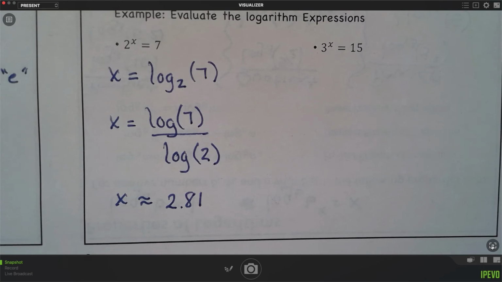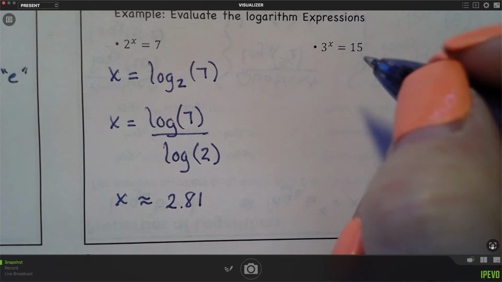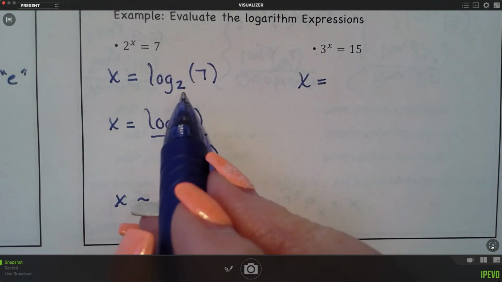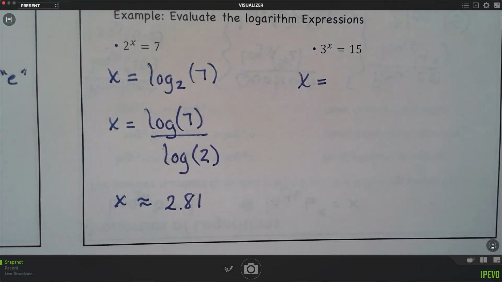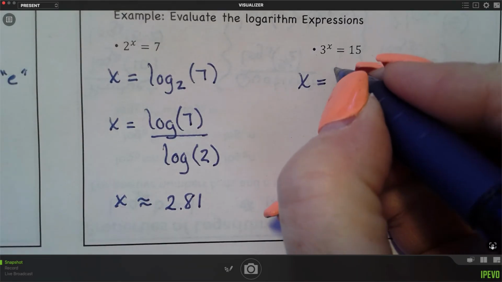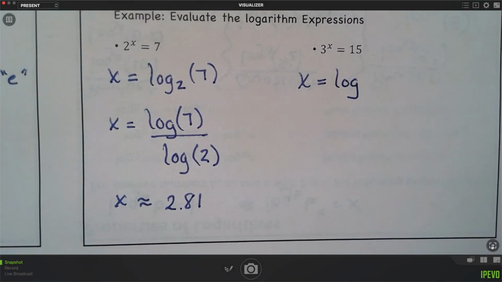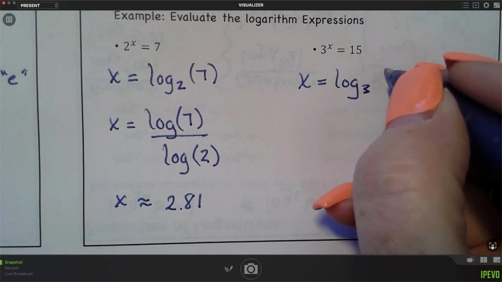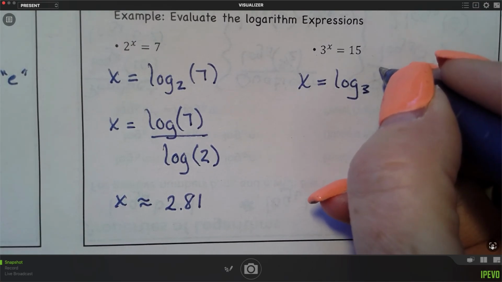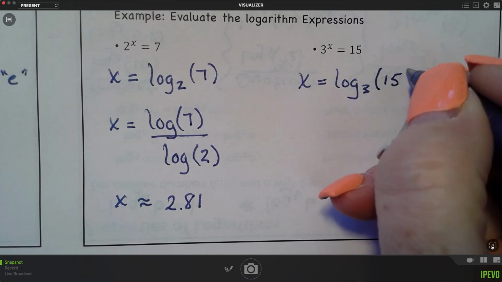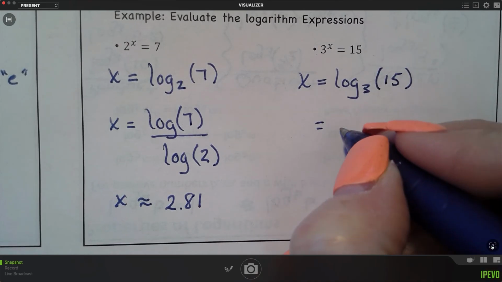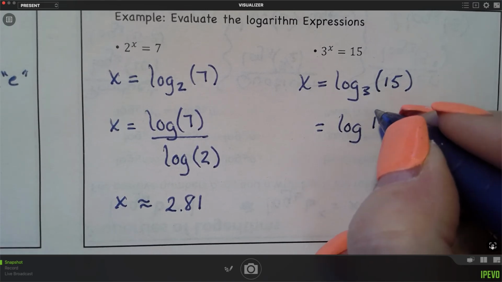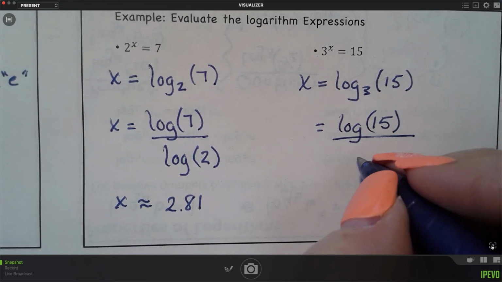Austin, what's x equal? In this form, what's it equal? X equals log base 3 of 15. And then what did you put in your calculator? I put log of 15 divided by log of 3.